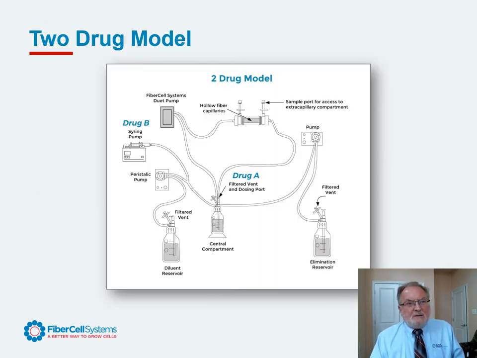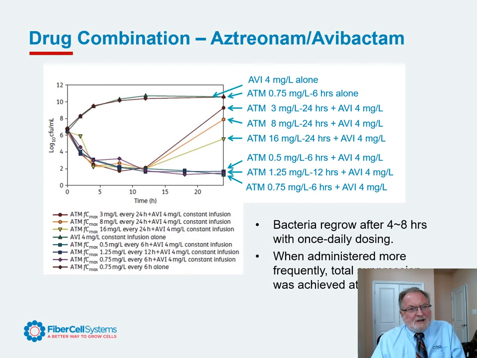The hollow fiber infection model is particularly adept at evaluating two drug combination therapies. In this case, we have a separate dosing port for drug A, which has the shorter half-life. So we simply need to add drug B at a controlled rate to the diluent to model its longer half-life. Although this looks like a complex protocol, we're basically demonstrating that with one dose a day, the bacteria can regrow. If we do smaller doses over a shorter period of time, we can totally suppress the infection.